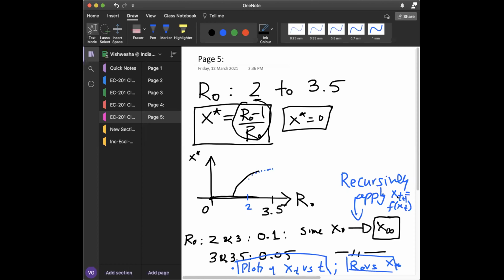X infinity is a name that I'm giving, which is technically not possible, you can never really do x infinity. Okay, let me change it then. So it's basically x sub capital T, where capital T is a very large number.